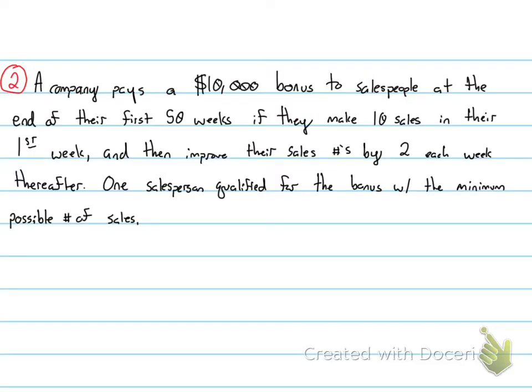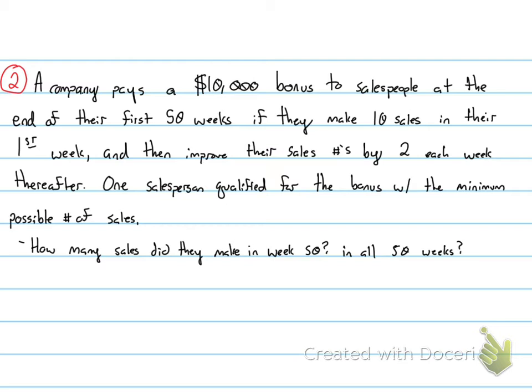In example number 2, a company hypothetically pays a $10,000 bonus to salespeople at the end of their first 50 weeks if they make 10 sales in their first week and then improve their sales numbers by 2 each week thereafter. One salesperson qualifies for the bonus with the minimum possible number of sales. Judging by that information, we want to figure out how many sales that person made in week 50. And finally, how many sales did they make overall in all 50 weeks combined?